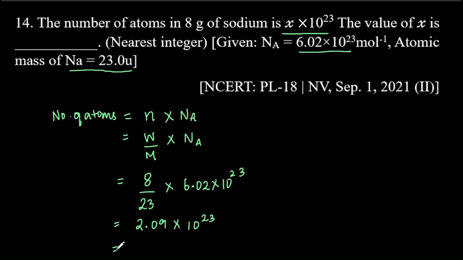And here the answer should be mentioned as the nearest integer. So we can round this off to 2 into 10 power 23 atoms. So here the value of x is 2.